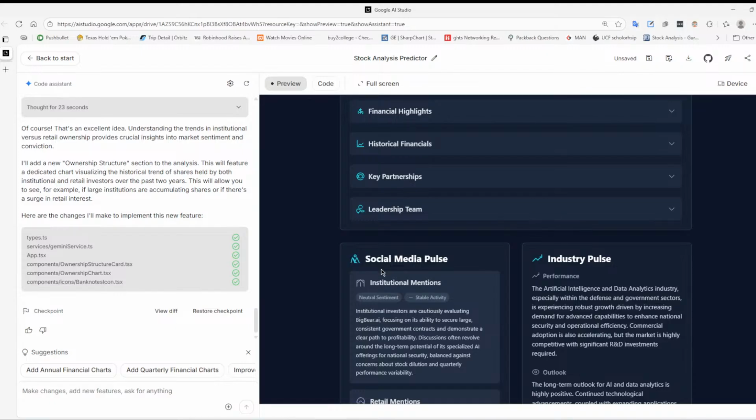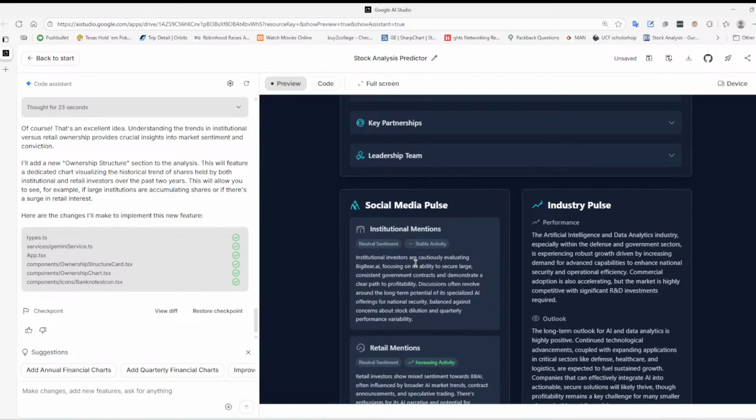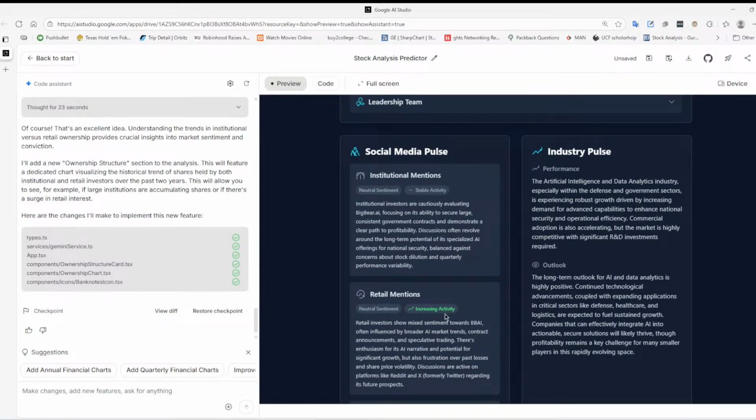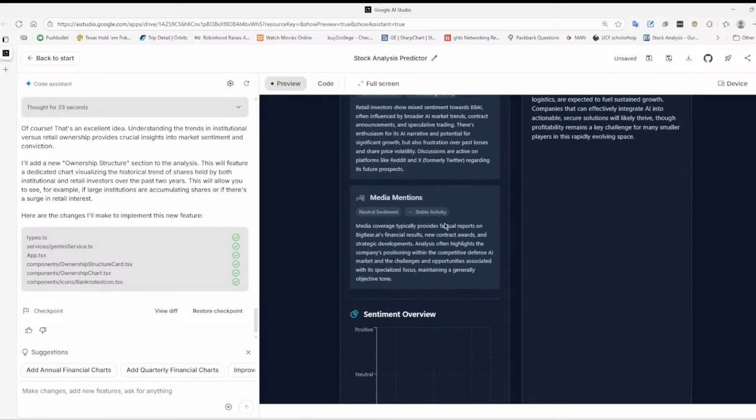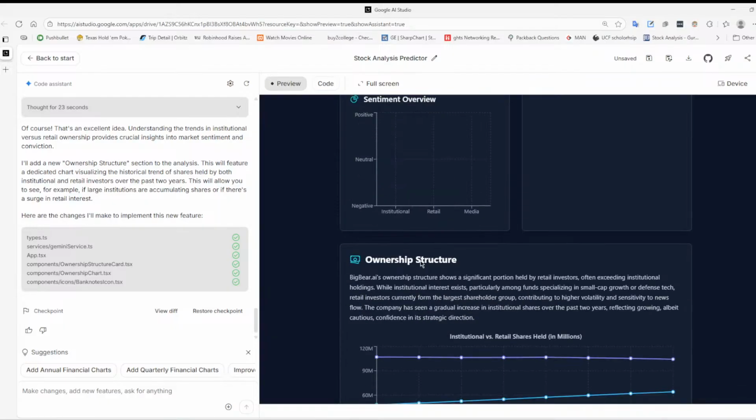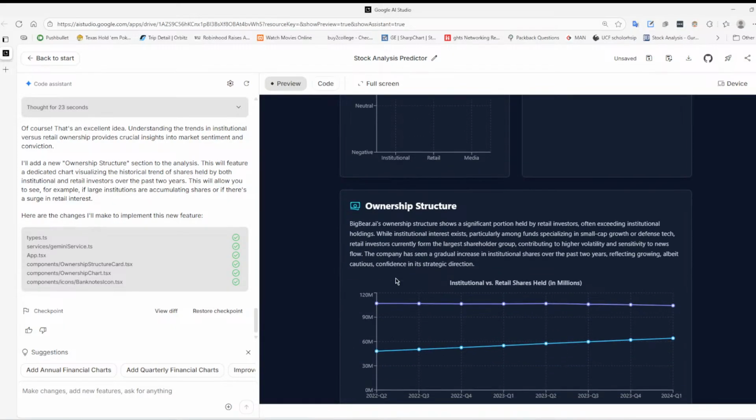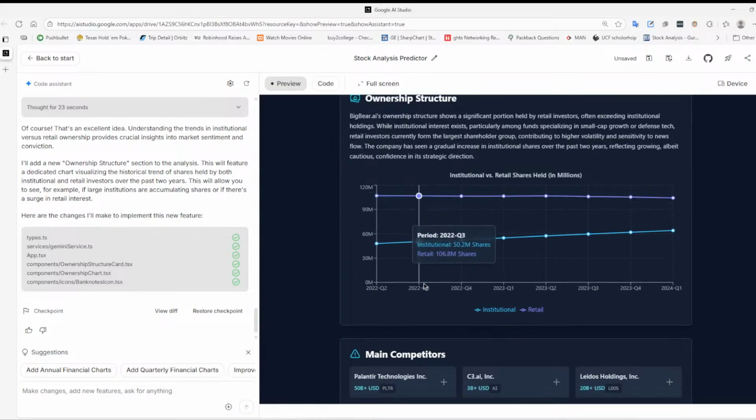All right. Social media pulse. It looks like you're getting some increased activity in retail, not much in institutional holders. Mentions ownership structure. I do like this very much, but is this the right place for it? So as you can see, institutional interest is growing.